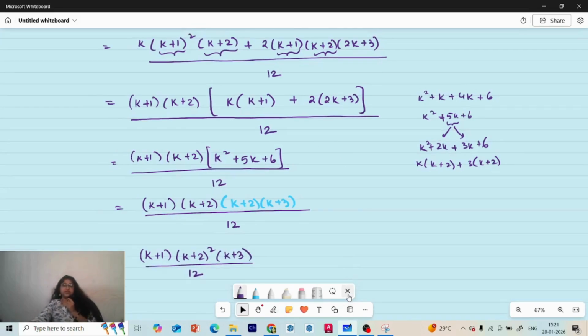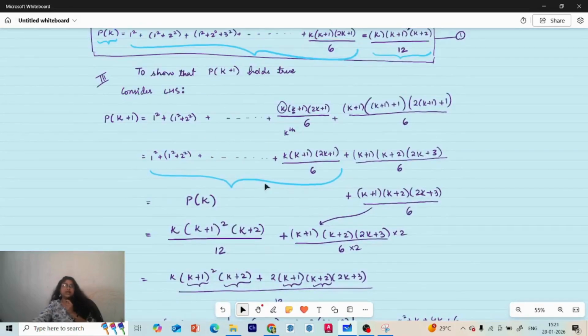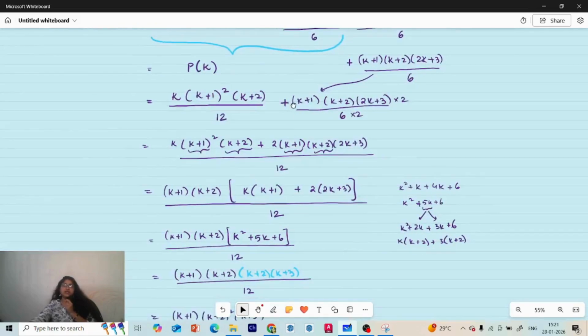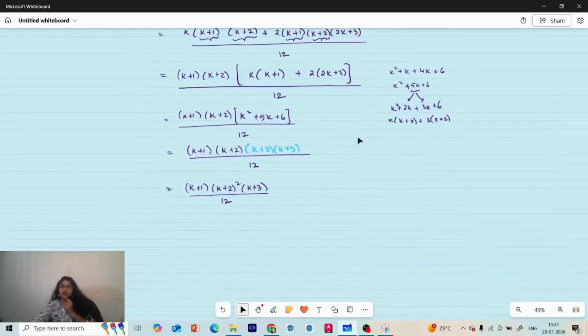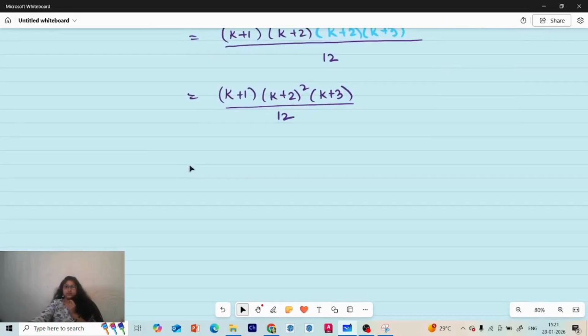Ammaya. So there you have it. We have simplified p of k plus 1 ka LHS. Ippadem chudali, we have to consider RHS kada. Alright. So mana given statement lone RHS consider chedam. Considering RHS.